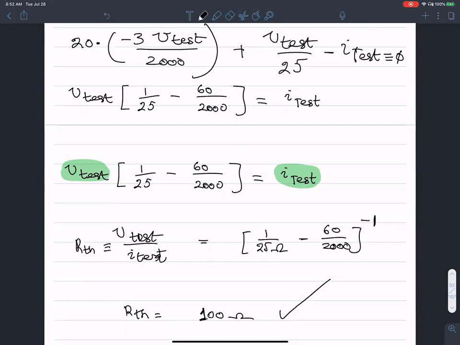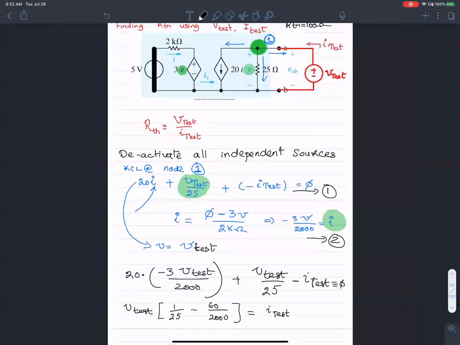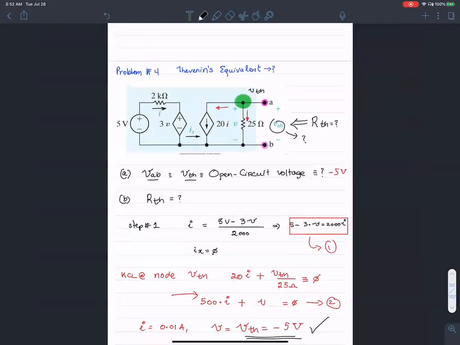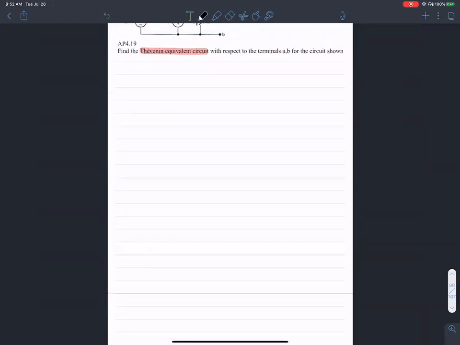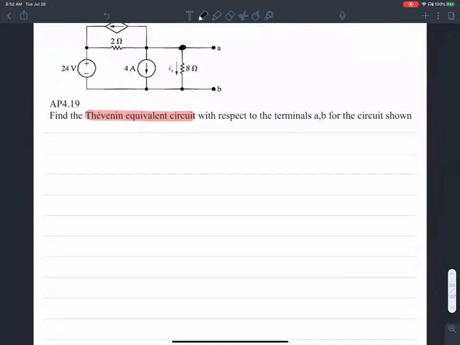So let's do one more problem to really make this thing clear. Let's see if I have the problem up here. Yes, let's do this problem.